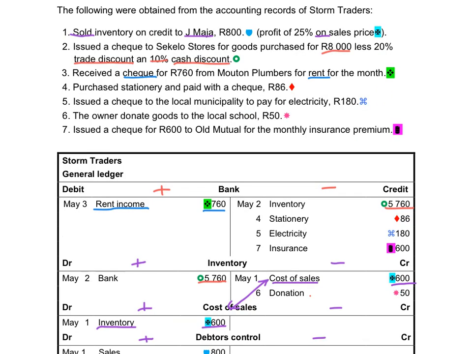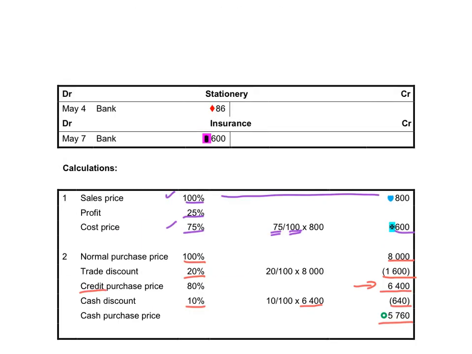Purchase stationery and paid by cheque. The one entry will be in the stationery account. We take money out of the bank, so the double entry will be in the bank account. The bank account will be credited to reduce the money in the bank, and the stationery account will be debited with the 86 Rand. Stationery is an expense. Expenses increase on the debit side and decrease on the credit side.